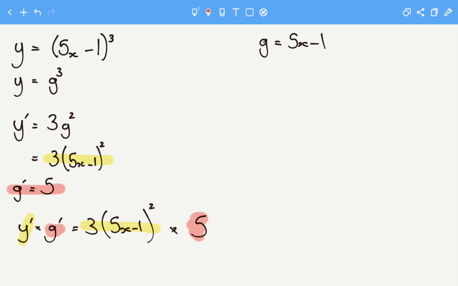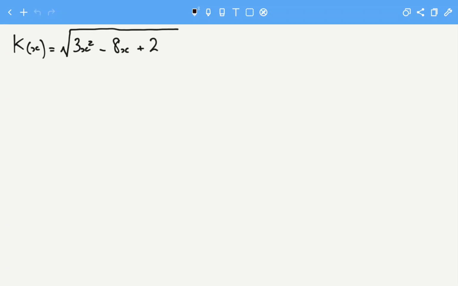So you can see now that it's highlighted that it's the differentiation of this first part, the y in yellow, multiplied by the differentiation of the term you've made g, which is in red, and then you just multiply them together. So 15 times 5x minus 1 to the power of 2. It's a very simple differentiation chain rule question, and enough to get you achieved. So move on to another achieved question.